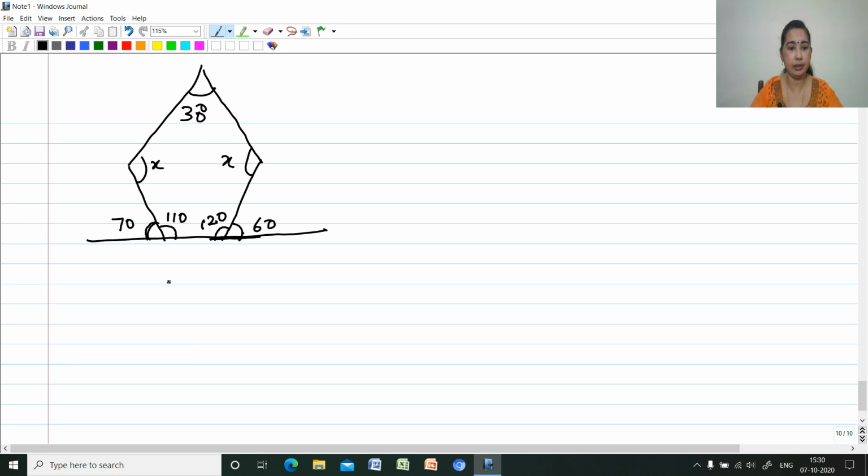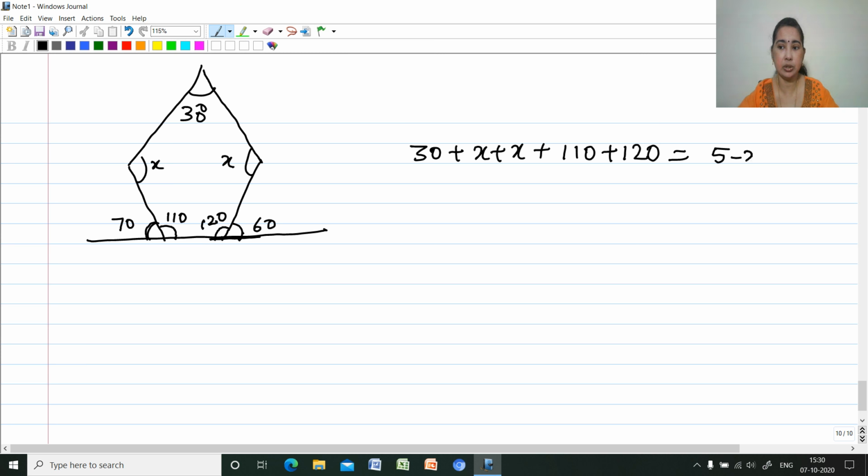Now adding all these, 30 plus x plus 110 plus 120 plus x, you have to see that it is a pentagon. In the case of a pentagon, how do we find the total angle sum? It is n minus 2 into 180, that is 5 minus 2 into 180. And here x plus x is 2x, like terms we can add. The remaining we can take to the other side. 5 minus 2 into 180 is 3 into 180, which is 540.